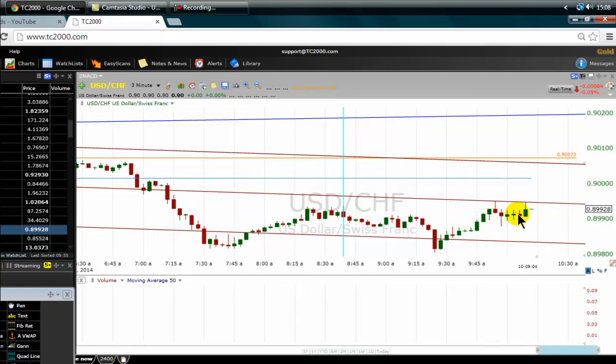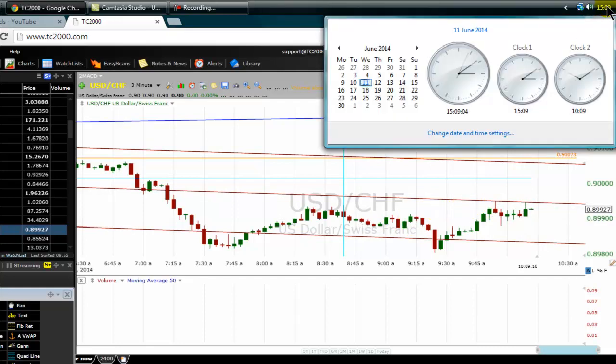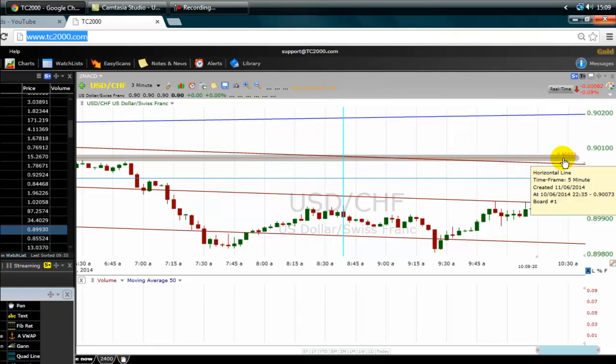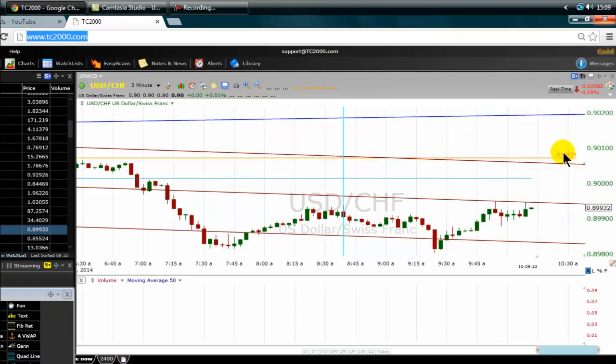It's a bit risky. Why? Because of the crude oil inventory. When the time is approaching 10:30 a.m. Eastern time, that's 3:30 p.m. London time, I will move my stop loss at least to break even, to control my risk when the crude oil inventory is due.